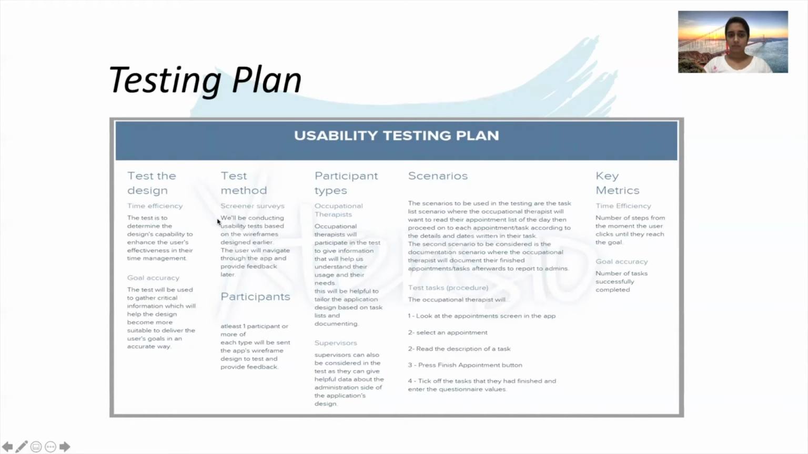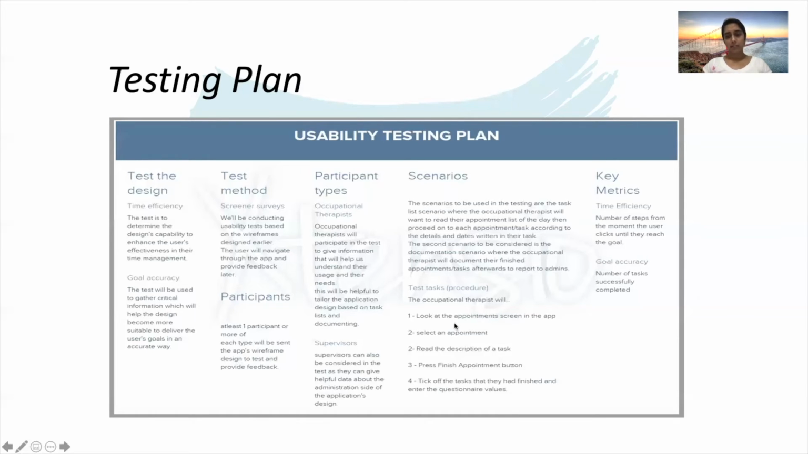Test methods, for example, screener surveys, participants. So we had three participants. We chose two doctors in an age group of between 15 to 60, and the third was a medical student, final year, and the age of that participant was between 20 to 25.